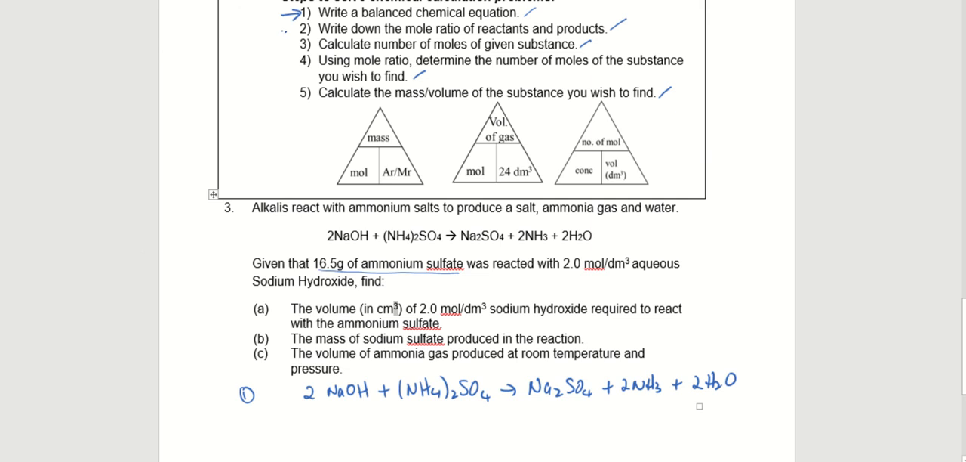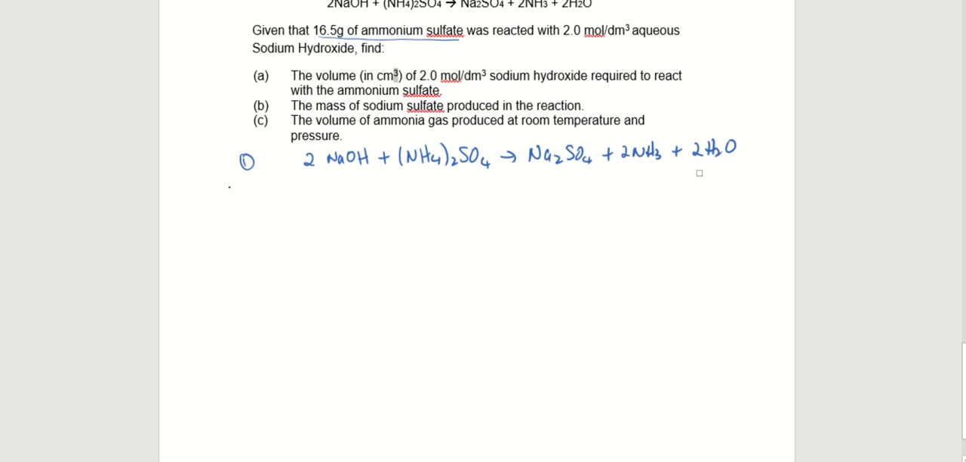Okay, now let's do step 2, where we write down the mole ratio of the reactants and the products. So the mole ratio, we can see here that 2 moles of sodium hydroxide reacts with 1 mole of ammonium sulfate to give you 1 mole of sodium sulfate and 2 moles of ammonia and 2 moles of water. So this is your step 2, where we write down the mole ratio of the given reactants and products.